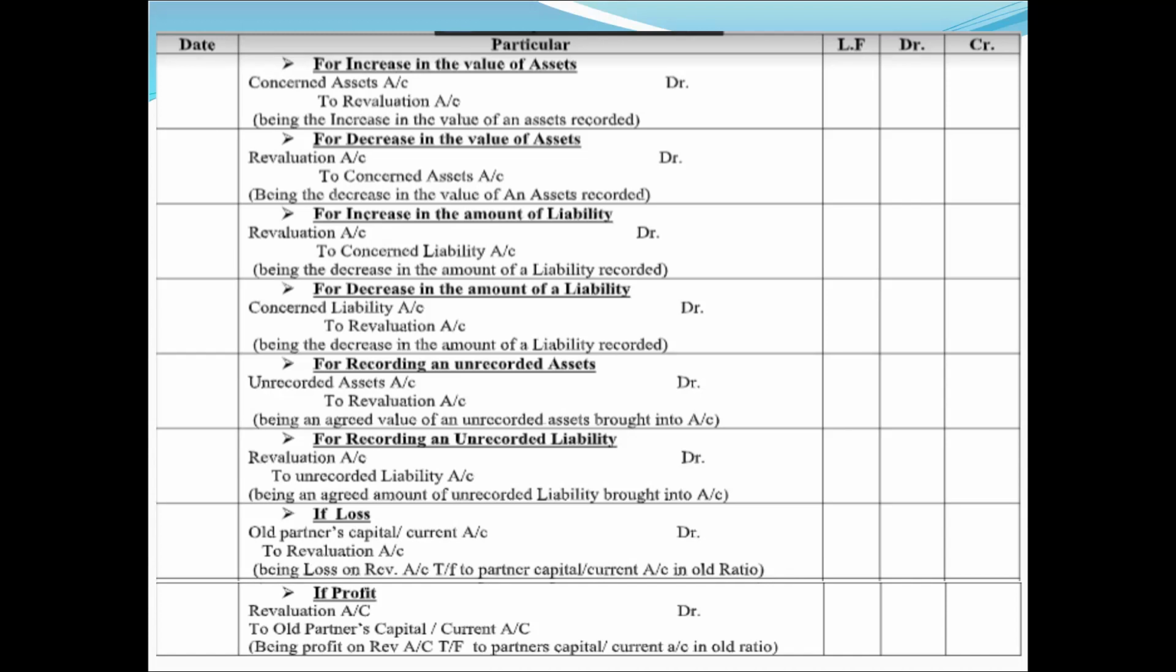If we try to balance that, a loss arises. What will we do? The entry of loss. Normally we know that profit always goes on the debit side and loss always goes on the credit side when we try to balance. So now the loss entry: partners' capital account debit to revaluation account, because the loss is on the credit side. Profit always enters on the debit side, so the entry will be revaluation account debit to old partners' capital account.